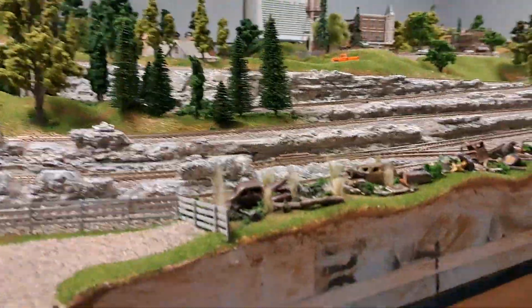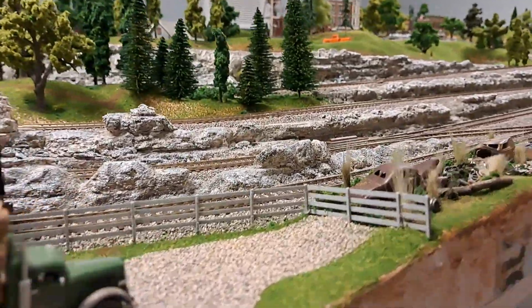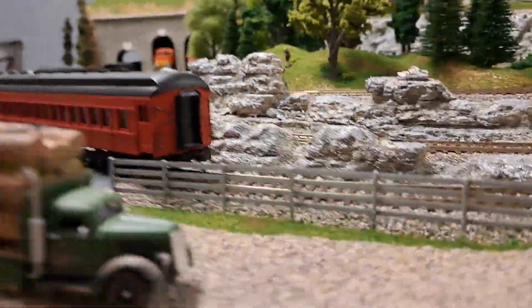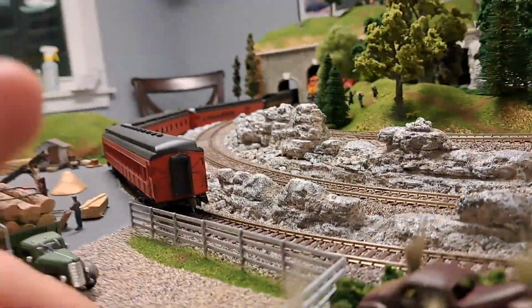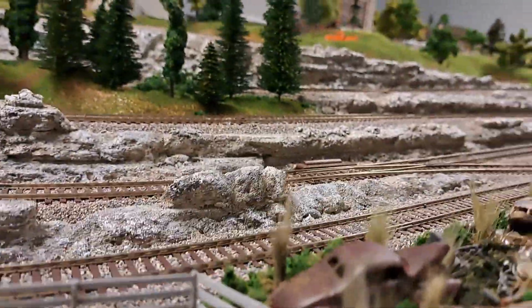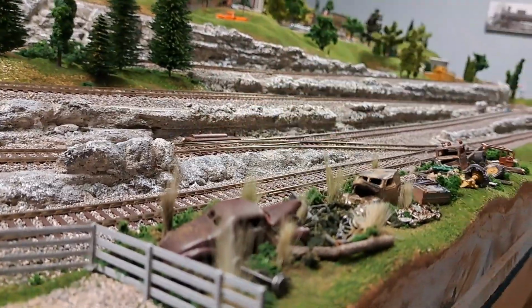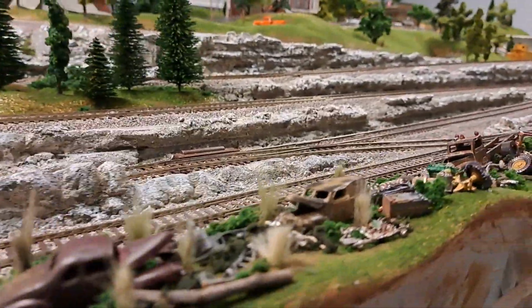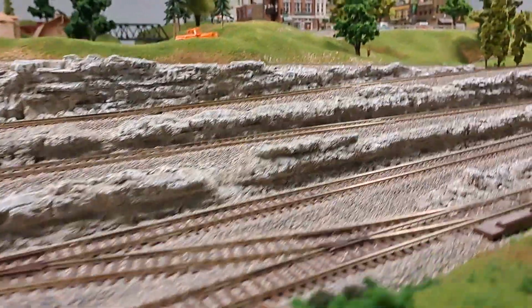So here, you can see it coming down here. Anyway, right here is the lowest point. And then everything else is explainable if you look at the diagram.